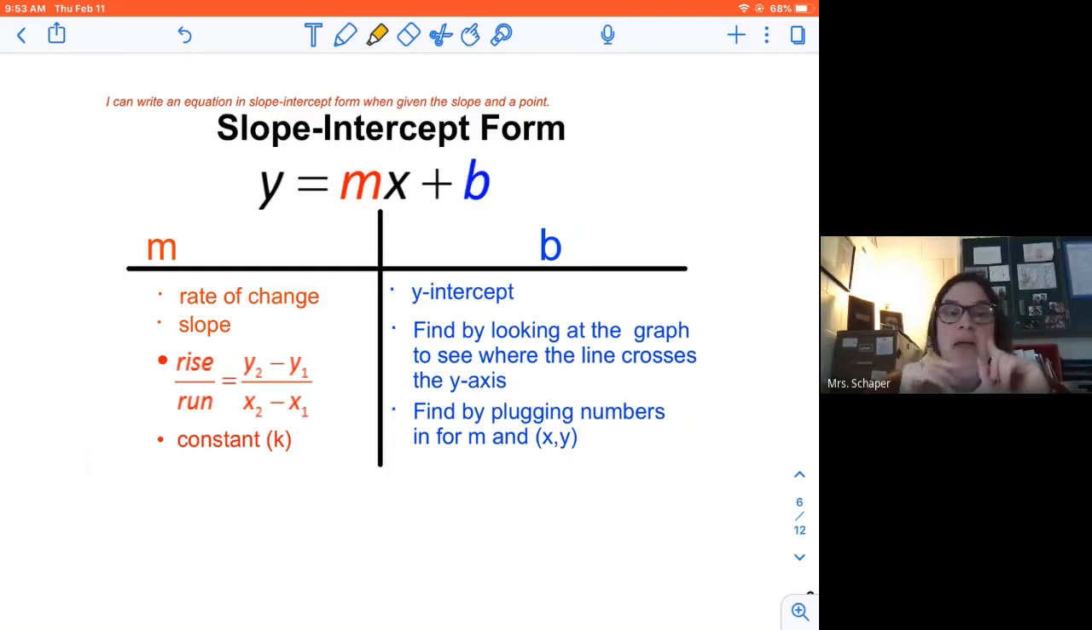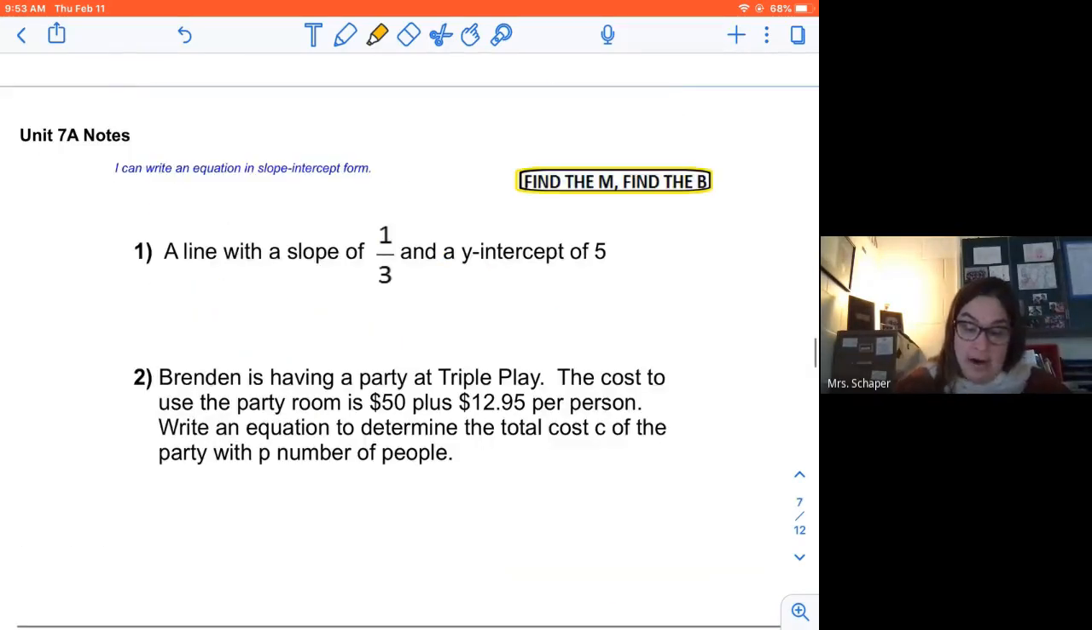Just a few reminders with slope-intercept form: m is your rate of change, it's your slope, it's your rise over your run. In a direct variation function, it's your k. Your y-intercept is your b. It's where the graph crosses the y-axis. We can also solve it algebraically, so just keep that in mind as we're looking at it.